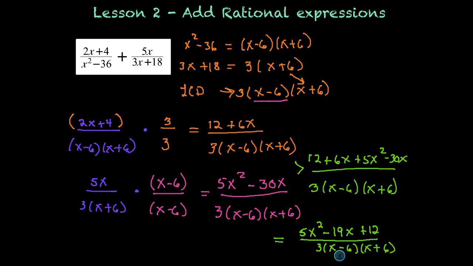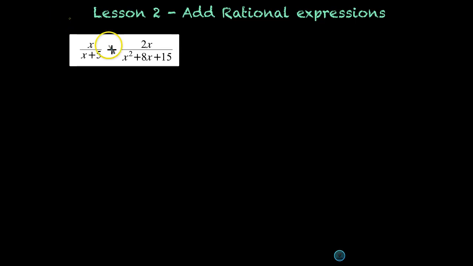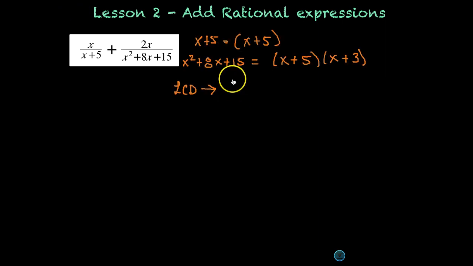Good. Let's do one final example just to make sure you feel comfortable. Okay, in this example, let's go ahead and factor our denominators. If you'd like to pause the video at this time and try this on your own, now would be a good time. When you factor the denominators, the first denominator is already factored, so you get x plus 5. The second denominator is a quadratic, which we would use grouping on. When I factored by grouping, I got x plus 5, x plus 3.